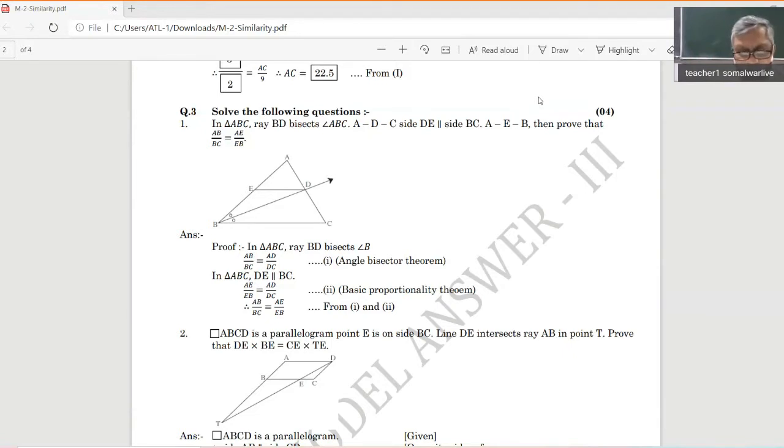So simple. Students, like this, they can ask for 4 marks also. Why? Because there are 2 different distinct theorems which you have to combine to get the answer. So therefore, such sums are very important from the point of view of the board examination.